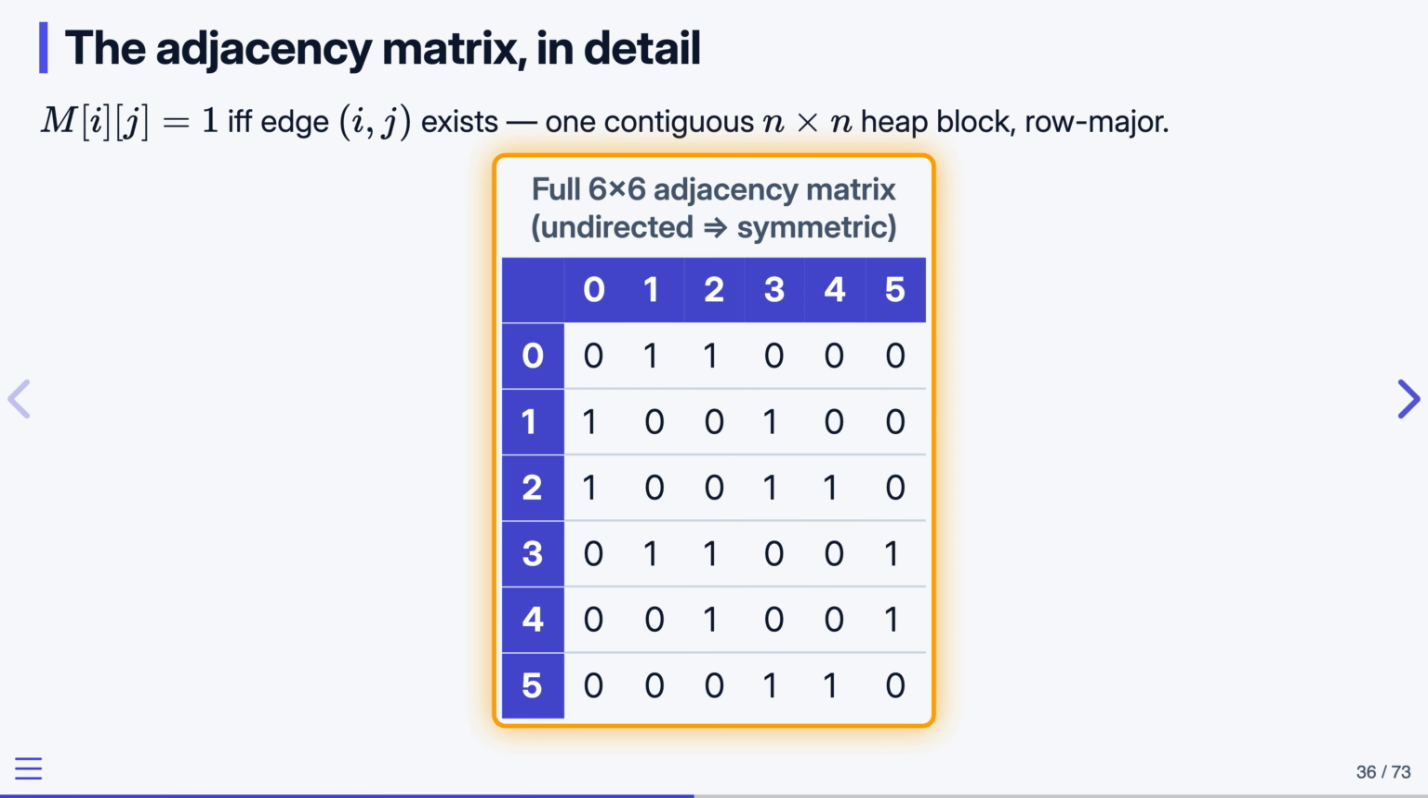The adjacency matrix answers one question with one cell. M at row I column J is 1 when the edge from I to J exists, and 0 when it does not. The whole thing is one contiguous n by n block on the heap, stored row by row.